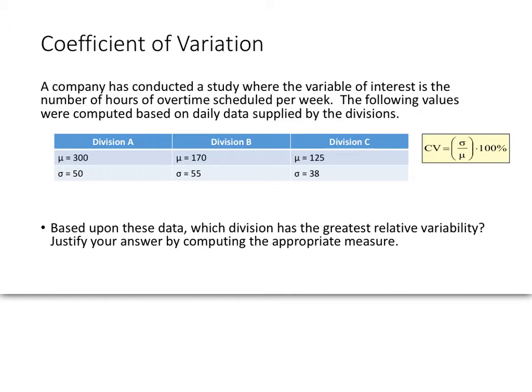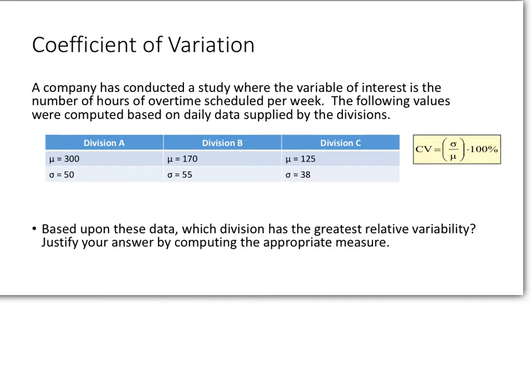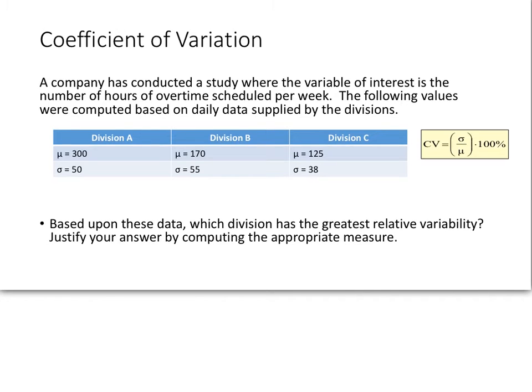And we're given the results here. We conducted a study of the variable of interest, the number of hours of overtime scheduled per week at each of these divisions. So the mean number of hours at Division A is 300 with a standard deviation of 50, and so on for B and C as the data are laid out here in the table.